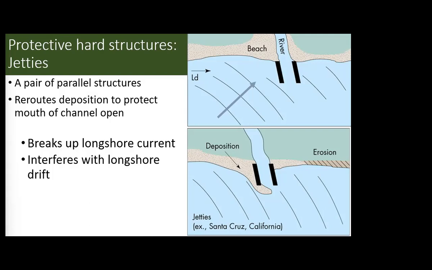So remember, based on where the deposition of the sediment is, that's where we know the longshore current is coming from. So since we have deposition on the left here, the longshore current has to be coming from the left. It has to be bringing sediment in from that side. So jetties help to break up the longshore current. You get more deposition on the leeward side, and you get a little bit of erosion on the starboard side, away from the longshore current. So this is going to interrupt that longshore drift system.